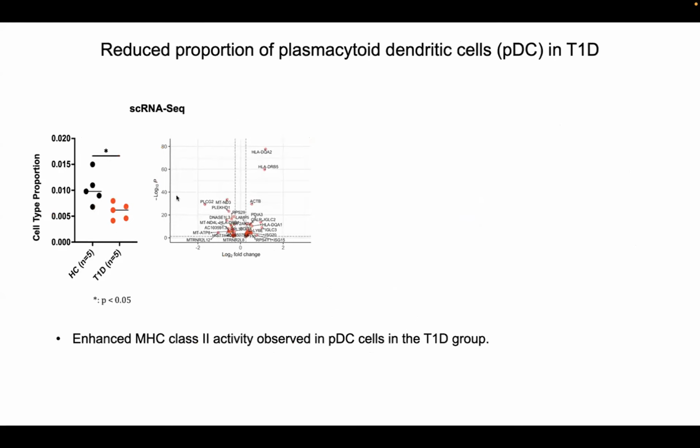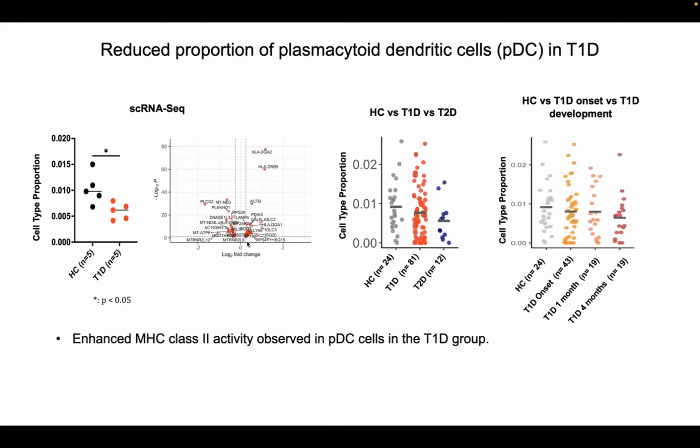For example, in our single cell data, we can observe a reduced trend here, and also there is enhanced MHC class 2 activity observed in this cell type. For example, by this Walker plot, we can see those MHC class 2 genes show a higher fold change when compared to the background genes. And by the public data deconvolution, we can see a similar trend in the comparison between healthy, T1D and T2D. And when tracing the T1D onset development status, there is also a consistent reduced proportion change for this dendritic cell.